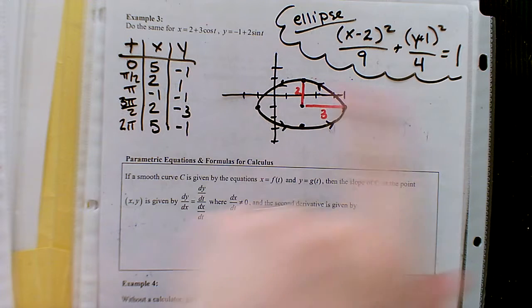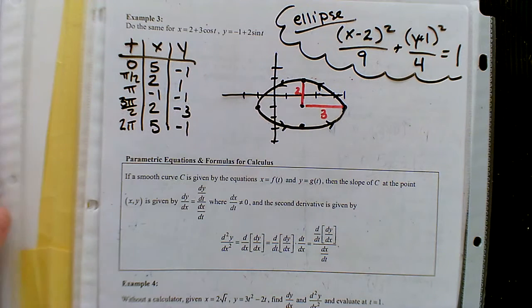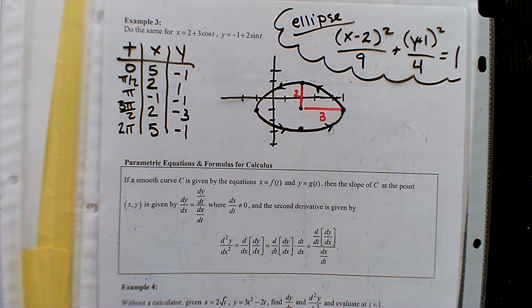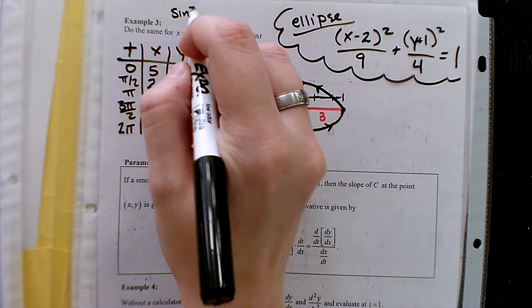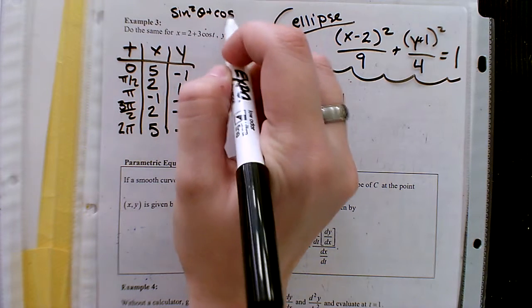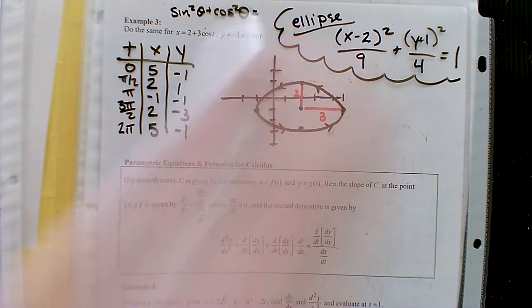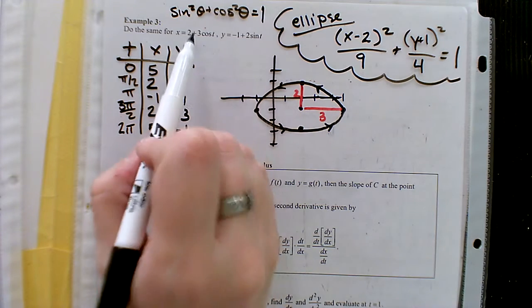But we're going to try to create the same thing by eliminating the parameter. And this is when it's going to get a little tricky, because since we're dealing with trig functions, we're going to utilize a trig identity. Do you guys remember sine squared plus cosine squared, what that equals? 1. Good. Okay, so we're going to utilize that.